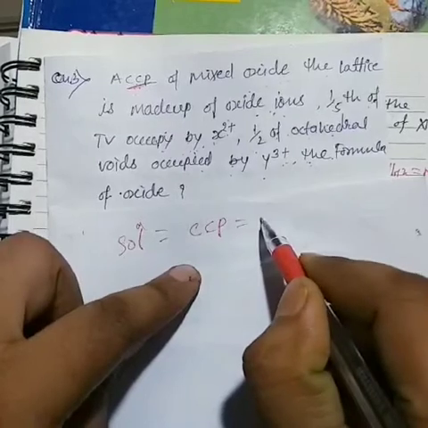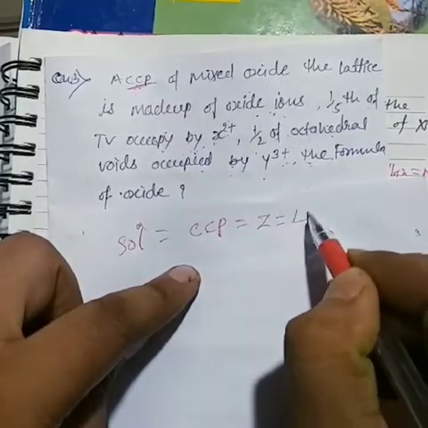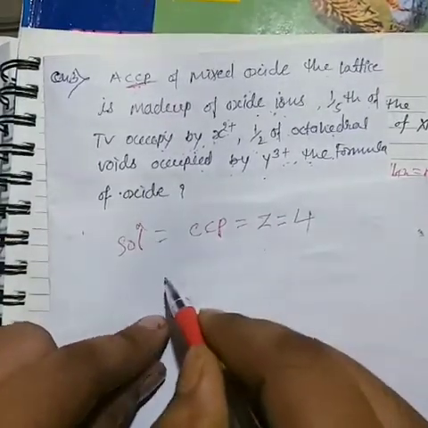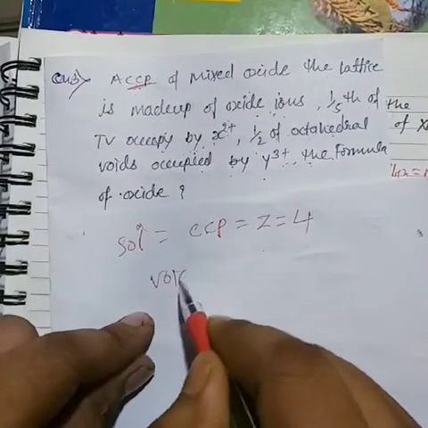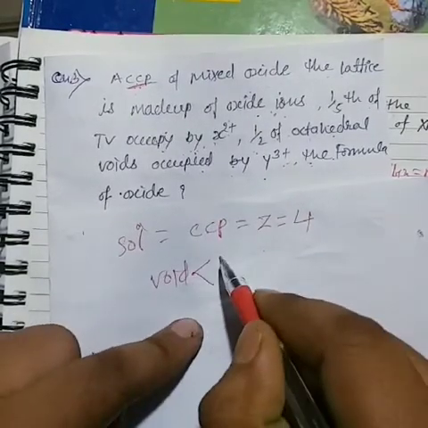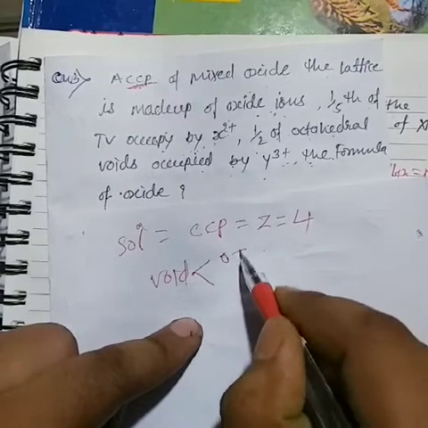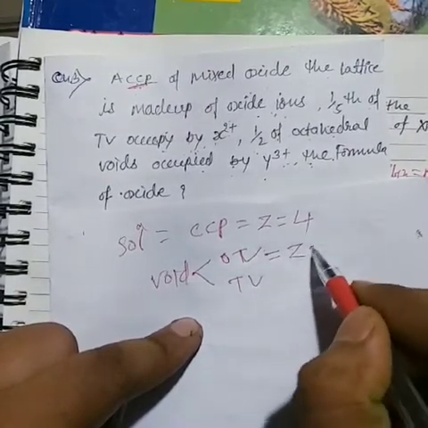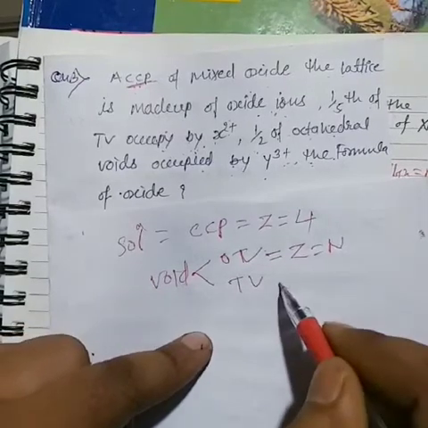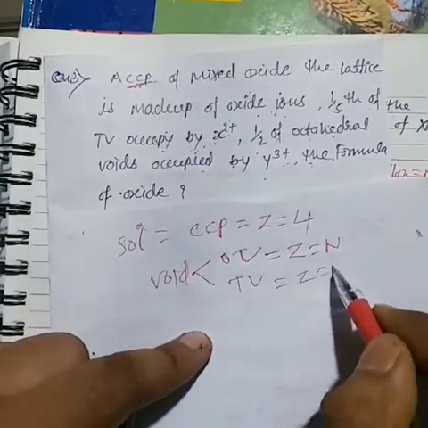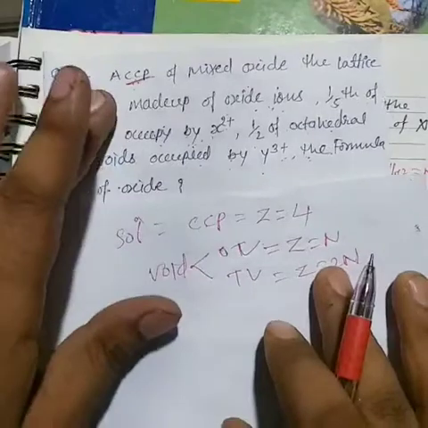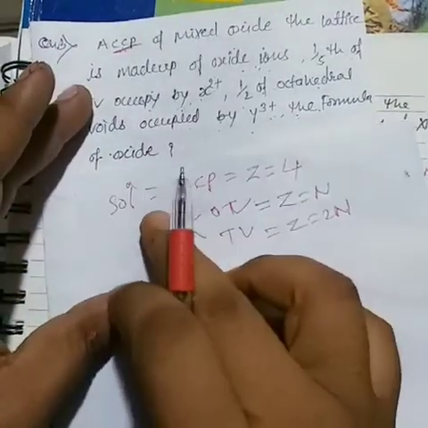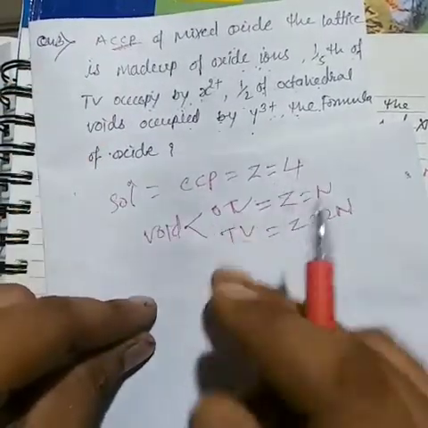Now for the unit cell of CCP, Z is equal to 4, and in previous questions I talked about voids, which are of two types: octahedral voids and tetrahedral voids. For octahedral voids Z is equal to N, and for tetrahedral voids Z is equal to 2N. So all the data is available here. Now what you have to do, students?